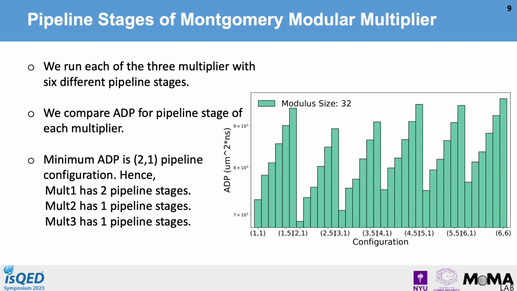Here the figure shows the area delay product for different pipeline stages of the modulus size 32 Montgomery multiplier. From the figure we can observe that configuration 2.1.1 has minimum ADP, which means that multiplier 1 has 2 pipeline stages, multiplier 2 has 1 pipeline stage, and multiplier 3 also has 1 pipeline stage. This configuration is required to achieve minimum ADP, or maximum efficiency.